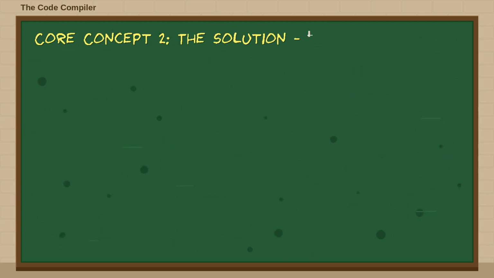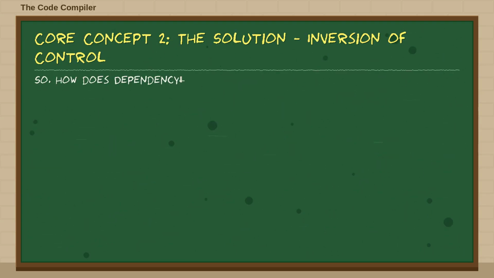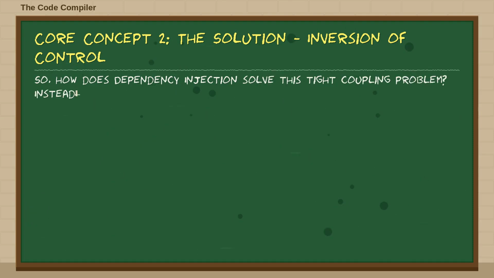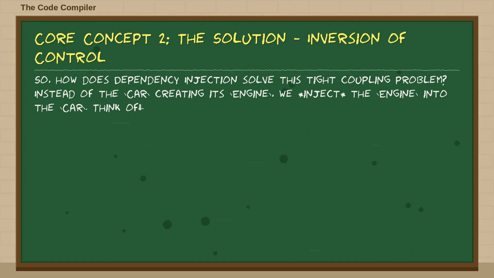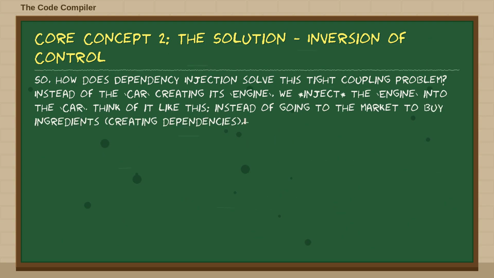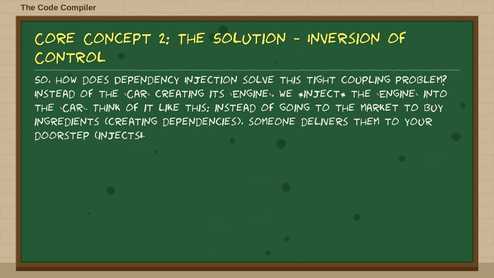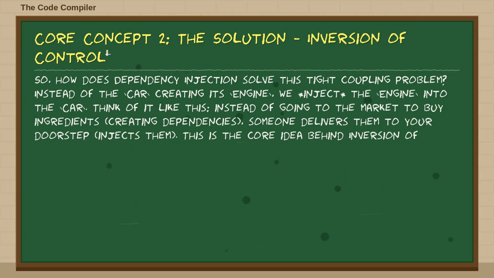So, how does dependency injection solve this tight coupling problem? Instead of the car creating its engine, we inject the engine into the car. Think of it like this: instead of going to the market to buy ingredients, creating dependencies, someone delivers them to your doorstep, injects them. This is the core idea behind inversion of control, or IoC. The control of creating and managing dependencies is inverted. It is no longer the responsibility of the class itself.